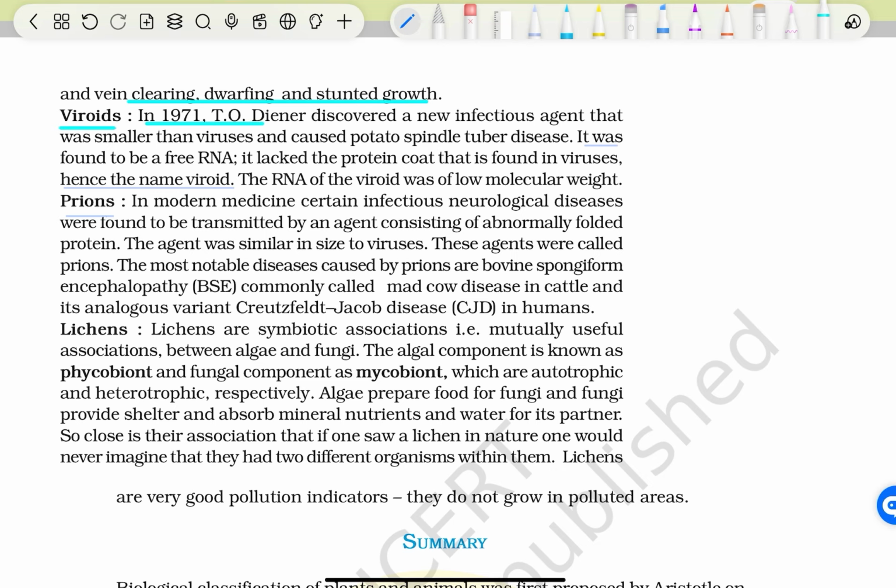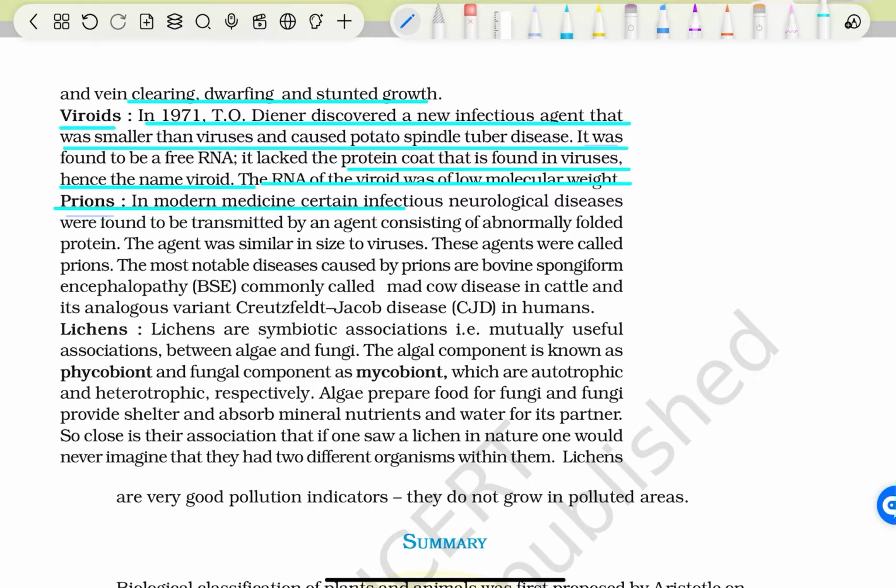Viroids. In 1971, T.O. Diener discovered a new infectious agent that was smaller than viruses and caused potato spindle tuber disease. It was found to be a free RNA. It lacked the protein coat that is found in viruses, hence the name viroid. The RNA of the viroid was of low molecular weight.